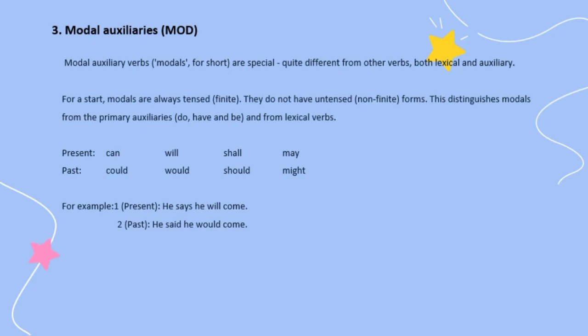In present can, in past could; in present will, in past would; in present shall, in past should; in present may, in past might. For example, in the present, he says he will come. In the past, he said he would come.